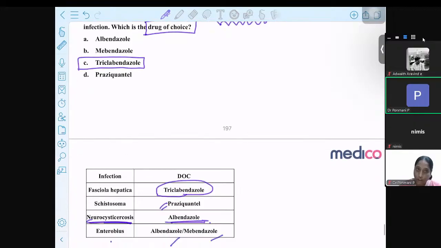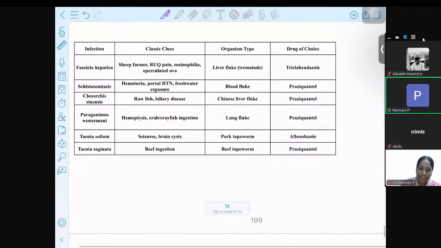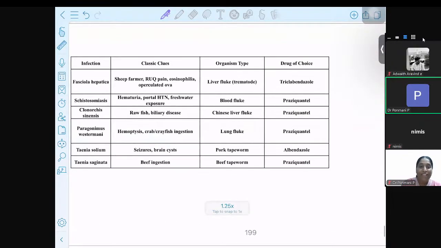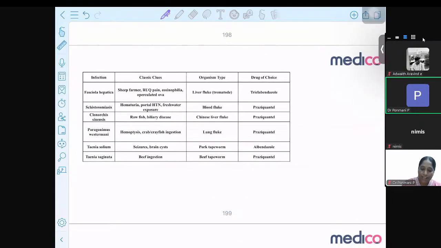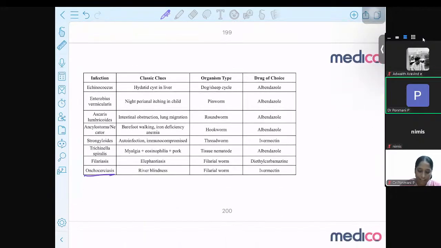I'm not going to stop here. I'm also going to give a list of drugs of choice for other parasitic infections. As you can see, starting from Fasciola hepatica, schistosomiasis, clonorchis sinensis, and Taenia solium, everything, you have a list. The list is going to get bigger and bigger. So how do I learn this? Remember it drug-wise. That is the simplest way.